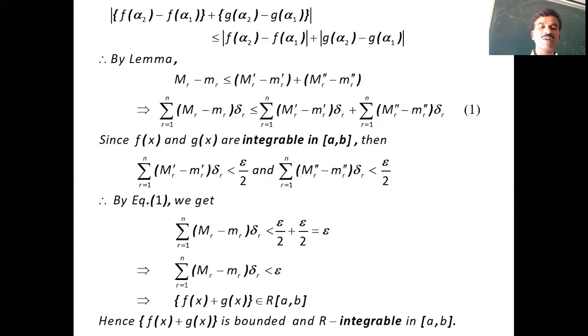Therefore, we plug these relations into equation 1. Ultimately, this summation should be less than epsilon. This is f(x), this is g(x). So the sum f plus g is R integrable over [a, b]. Hence, f(x) plus g(x) is bounded and R integrable in the closed interval [a, b].